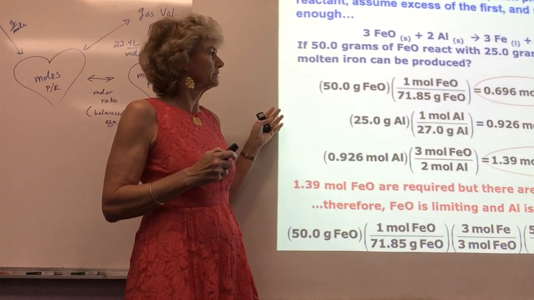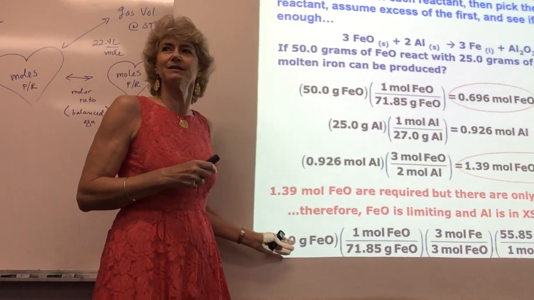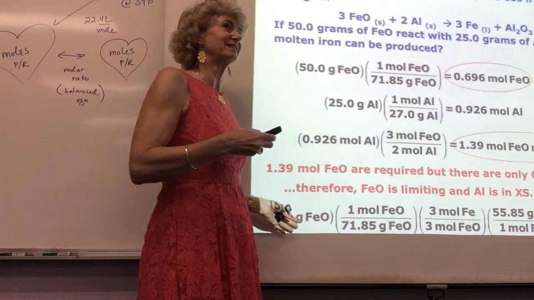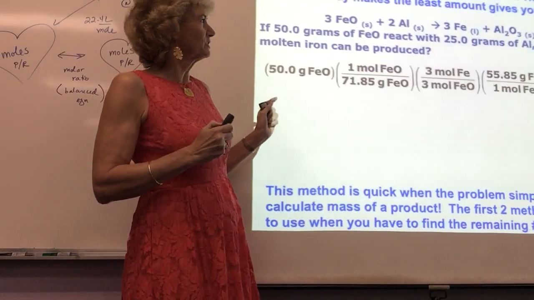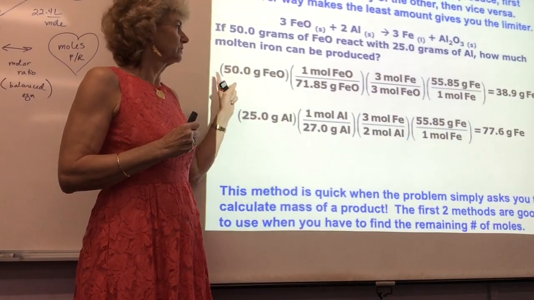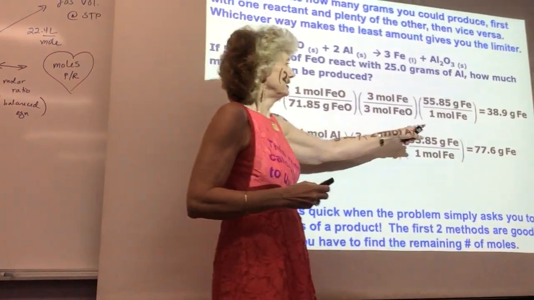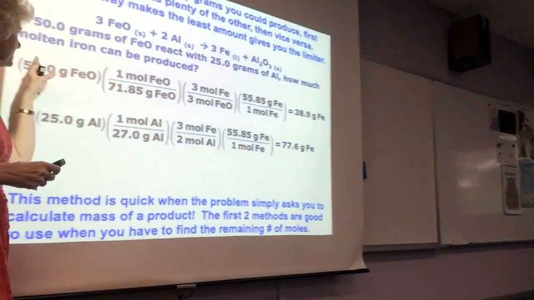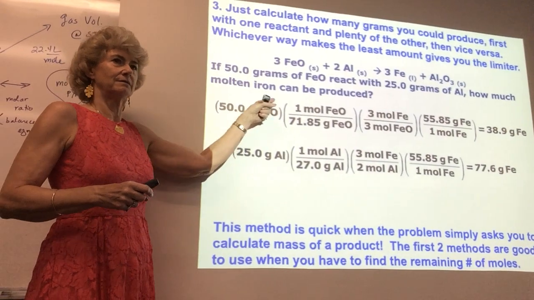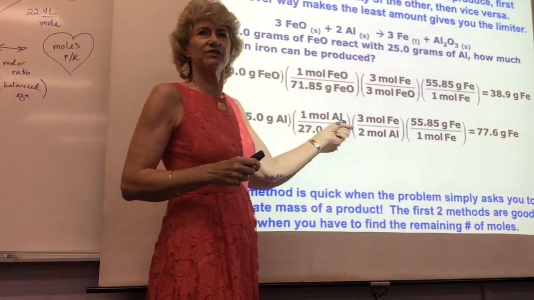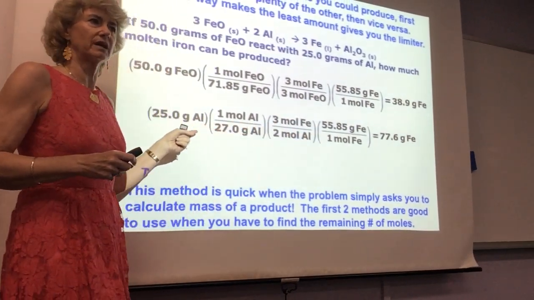So let's do it again. This way, 1, 2, 3, 4 equations. More time. When you don't have a lot of time on a test, right? If the question only asks, how much product do you make? Just do both of them all the way. And then compare, which number is smaller? This one. So that means this was our limiting reactant. So this means nothing. This was just to figure out which one was LR and which one was excess.